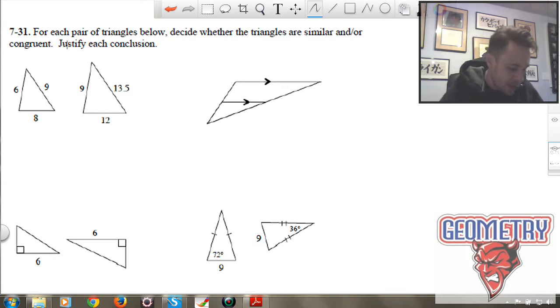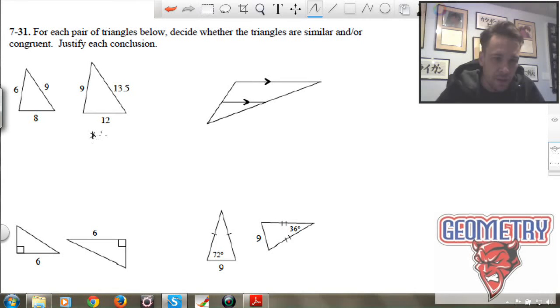So if we multiply 9 times 3 halves, we end up getting 13.5, which is a check. And if we multiply 8 times 3 halves, it's 12. So these triangles actually are similar. This triangle is 1.5 times as big. 6 times 1.5 is 9, 9 times 1.5 is 13.5, and 8 times 1.5 is 12. At first glance, it may seem like they're definitely not congruent, but it also may seem like they're not similar, but once you match up the correct pieces, they actually are.